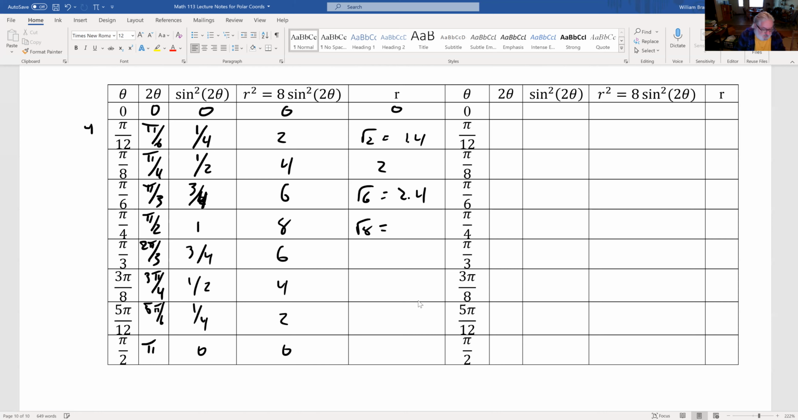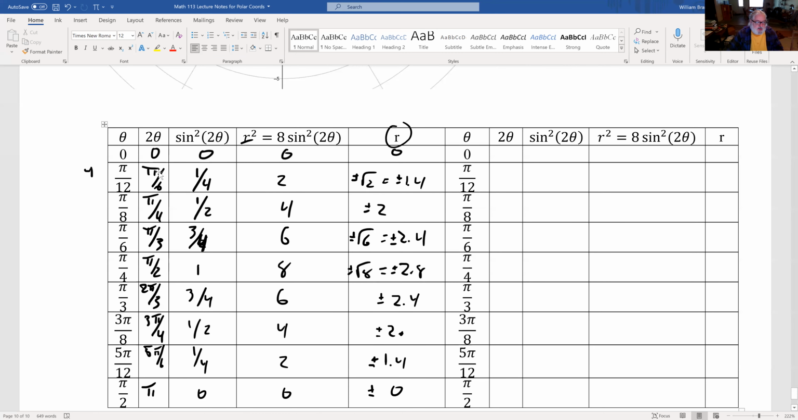Square root of 8 is about 2.8. And then we do square root of 6 again, square root of 4 is 2, square root of 2 and 0. But this is r. We're getting it by r squared. So in fact, all of these things should have plus minuses in them. You actually have 2 options for r. So great.